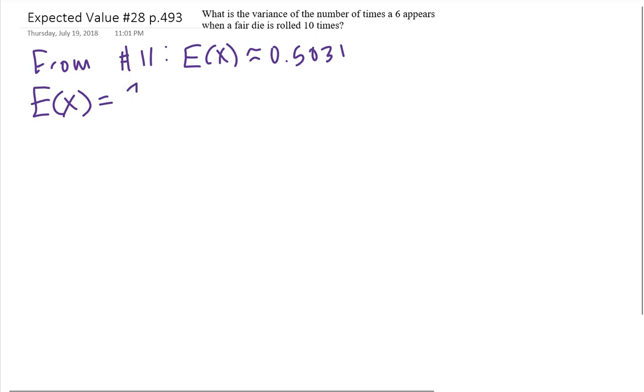Where I multiplied the value times the probability that that value occurs. So 1 times 1/6 is the value times the probability that the die will come up as 6 on the first roll.